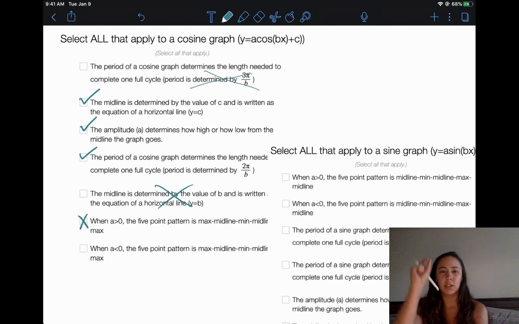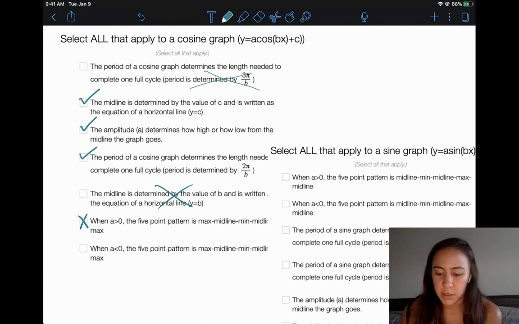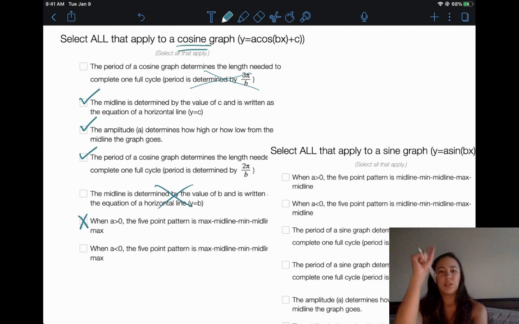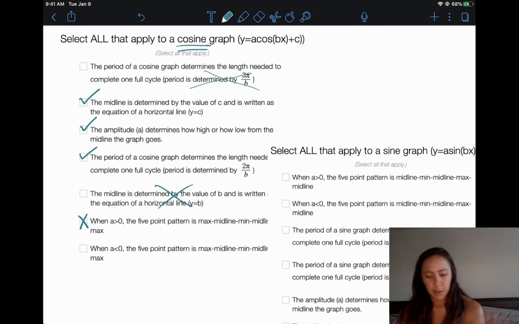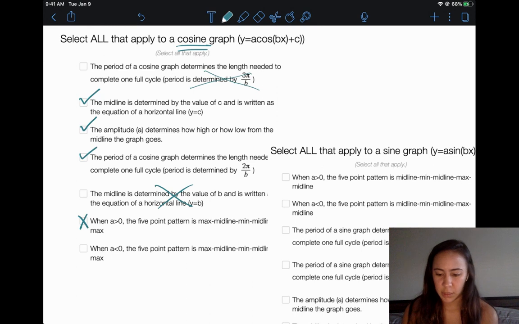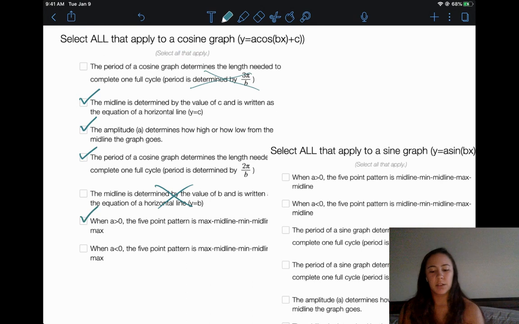So that means that you're going to start at your max, because remember this is a cosine graph. You start at your max or your min: if a is greater than 0, then you're starting at your max. If a is less than 0, then you're starting at your minimum. All right, so that one was done. It was just a check mark, yeah. So those 4 options were the correct answer. So you guys didn't get all of those.